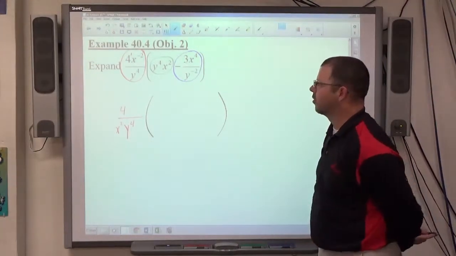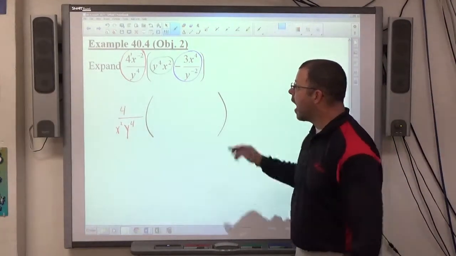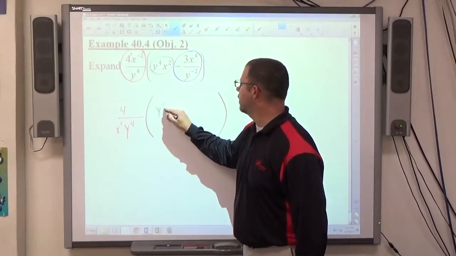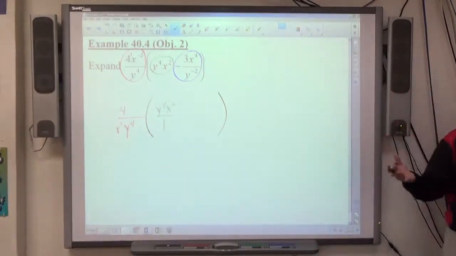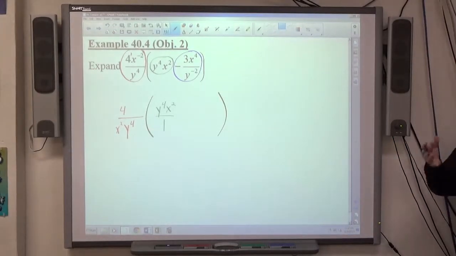What's wrong with the green circle term? Nothing. Absolutely nothing. I am going to write it like this though: y to the fourth x squared over 1. All right. If I have a fraction in a problem, it makes sense that everything's a fraction. That gets me thinking fractionally, so nothing weird happens.